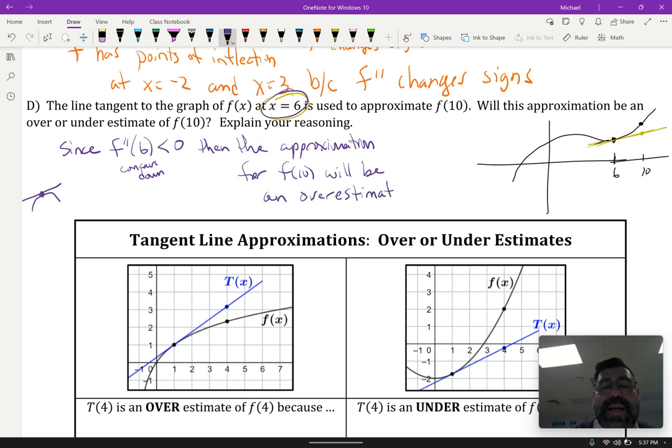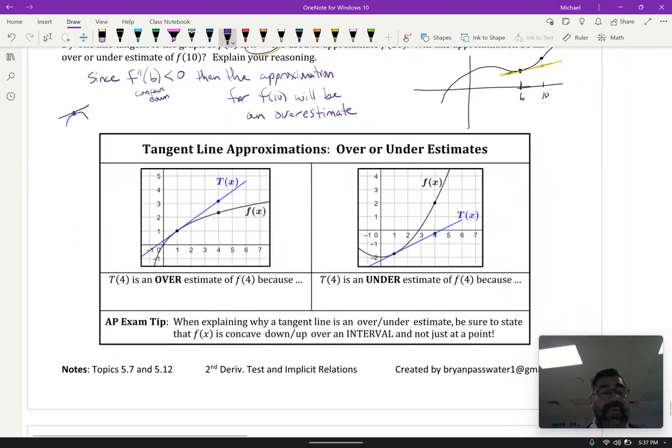And the table at the bottom of this page explains that idea, right? If I have a concave down situation, when I draw the tangent line, it's going to be above the curve. So any estimate that I use with this line is going to be an overestimate. But if my graph is concave up, then the tangent line is going to be under it. And so therefore, I'm going to have an underestimate.